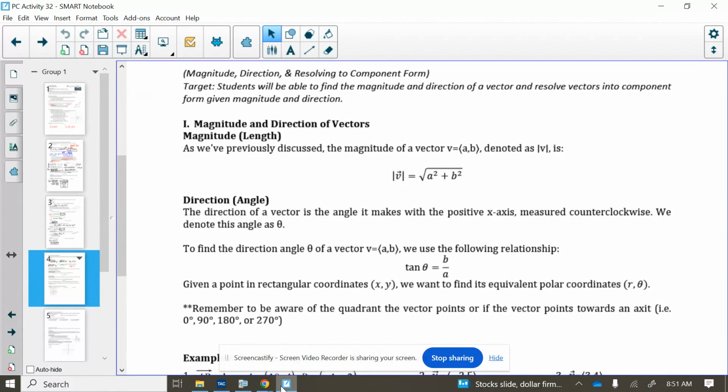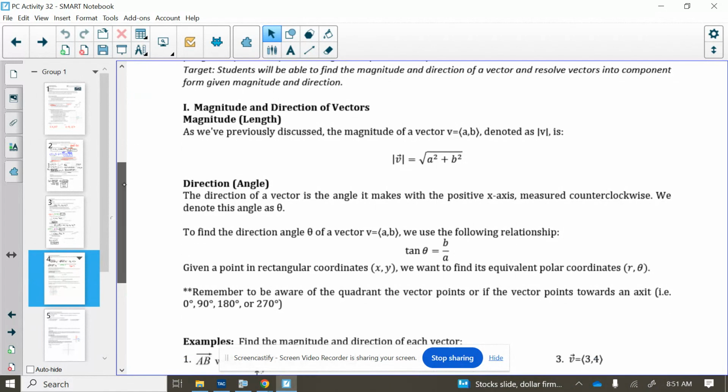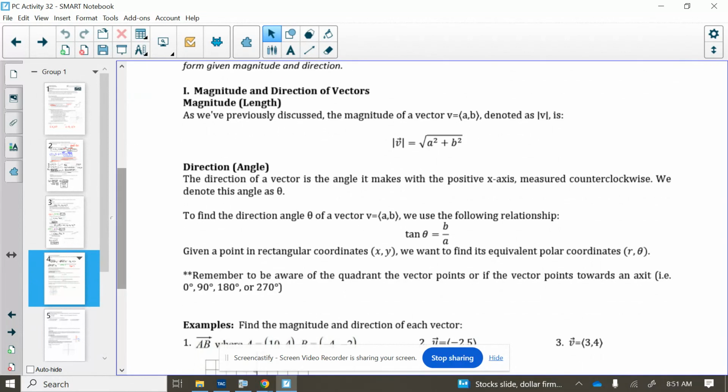So as we've discussed in our earlier notes, we know that the magnitude of a vector can be found by using basically the Pythagorean theorem, the length and the width, if you want to think of it that way, or the movements a and b. So the square root of a squared plus b squared.